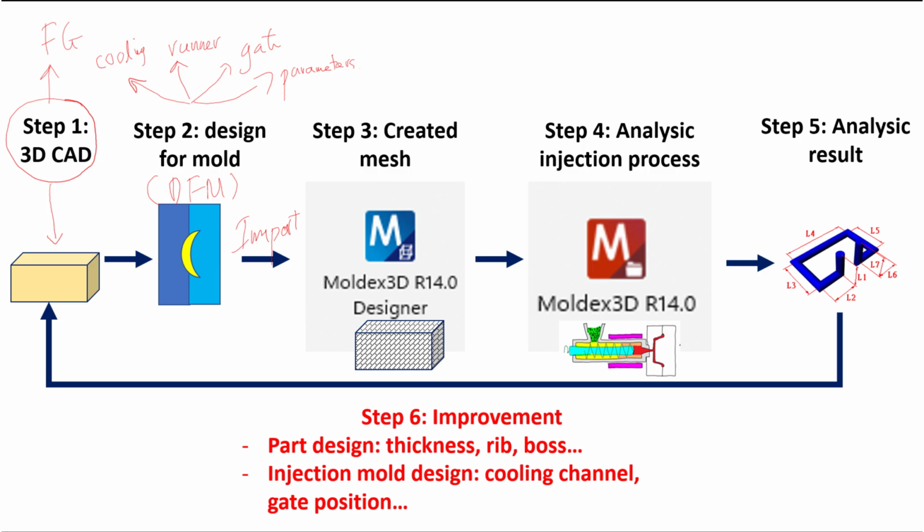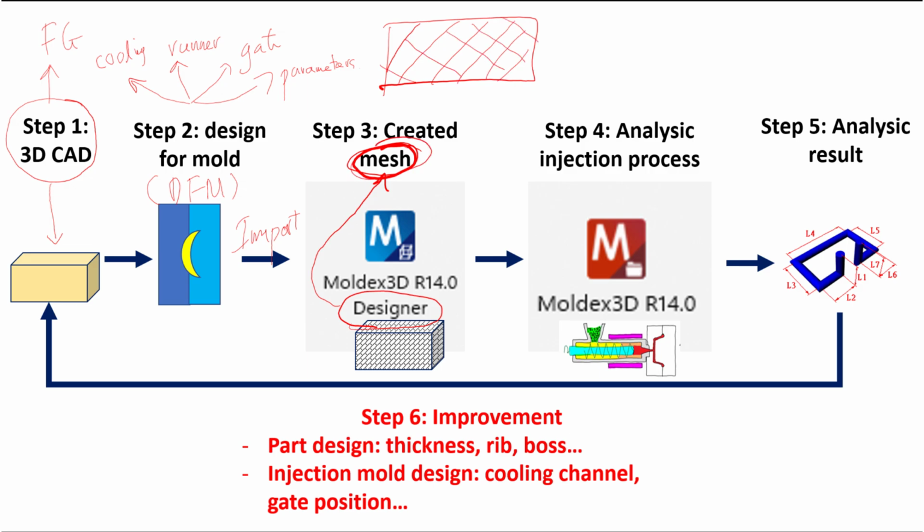Currently, Moldex has two modules. The first module is Moldex3D Designer. The main purpose of this module is to create mesh. It means you import the part and mold design, and after finishing step 3, the output is the mesh. Then you input the result of step 3 into step 4, the second module of Moldex, called Moldex3D. This Moldex supports you in running the simulation of the injection process.